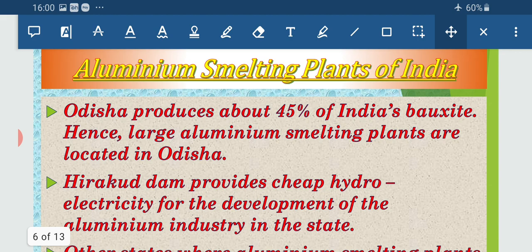Now Odisha is the leading state, where about 45% of India's bauxite is there, and hence the large aluminium smelting plants are located in Odisha. And one more reason, not only that the raw material is easily available, is secondly the Hirakud Dam constructed on the river Mahanadi. It provides cheap hydroelectric power, that is continuous, regular, and a quantitative supply for extracting out aluminium. As a result, the important aluminium smelting plant of Odisha is situated nearby the Hirakud Dam.